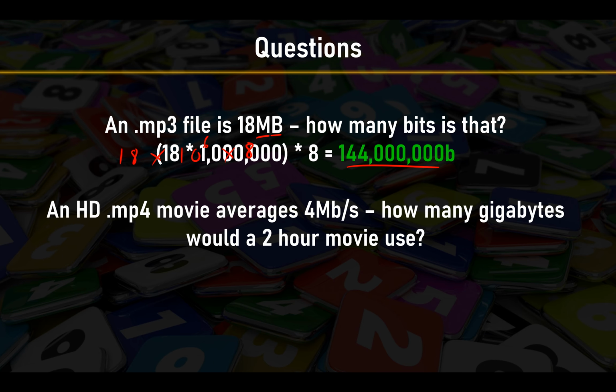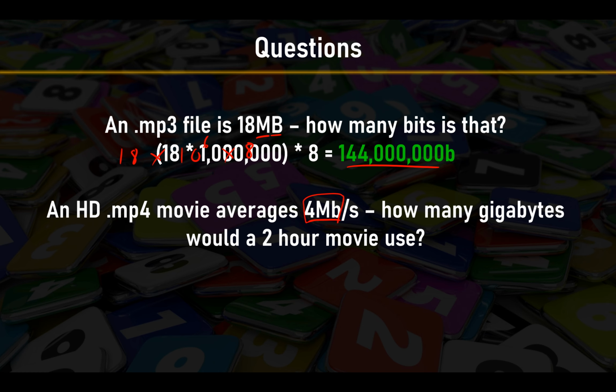Let's look at another one. An HD MP4 movie averages 4 megabits per second. How many gigabytes would a 2-hour movie use? Here we just want to think that this is how much it's using per second. Then let's multiply it to get how much it's going to use for 2 hours. And what I'm probably going to do is convert this into bits first.